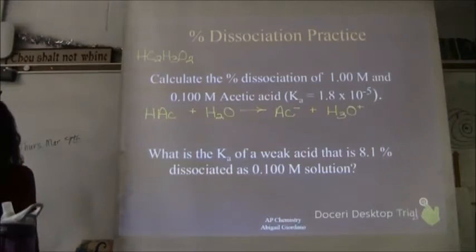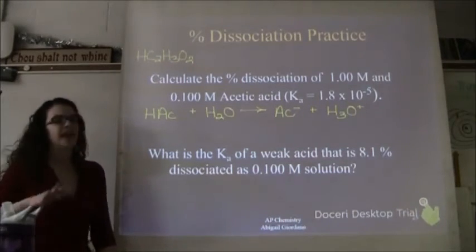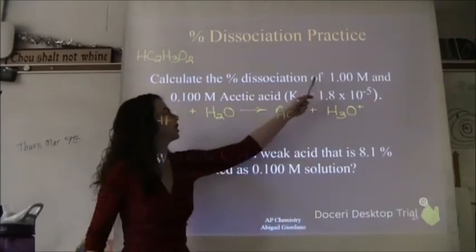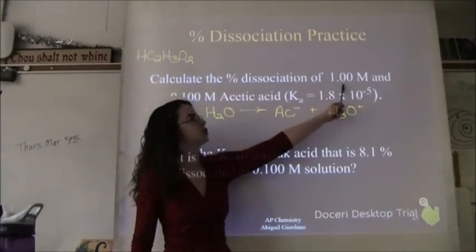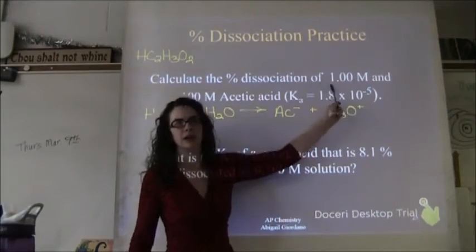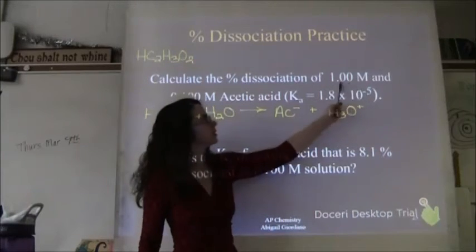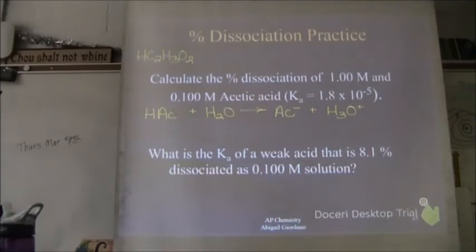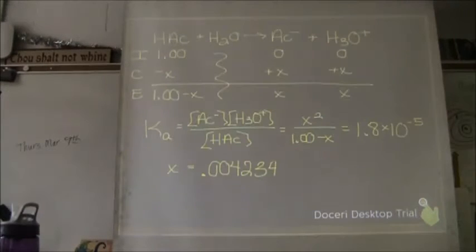Here's what I would like for you to do. Set up your ice table. I know we're given 2 molarities. Let's just do this one for the moment. Okay, here is your initial concentration. Set up your ice table, solve for X, and stop there. Okay? Do that.